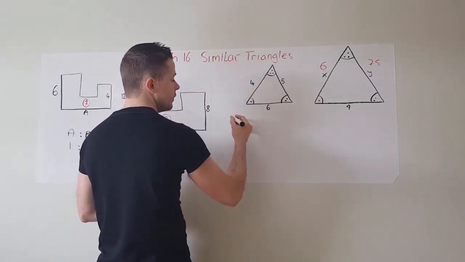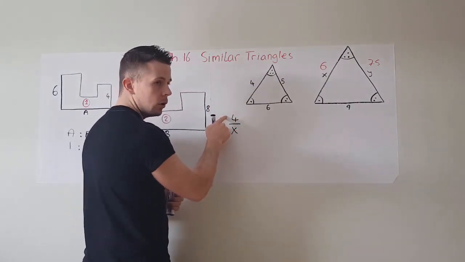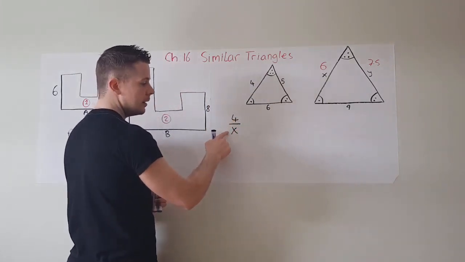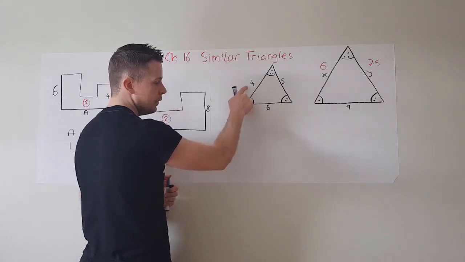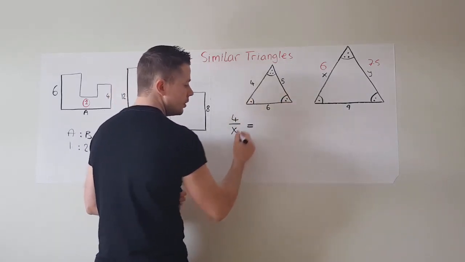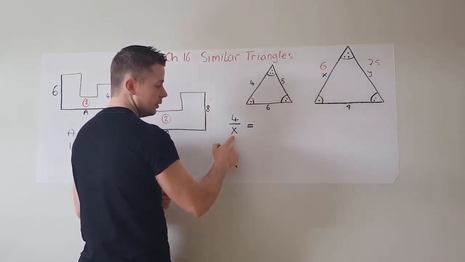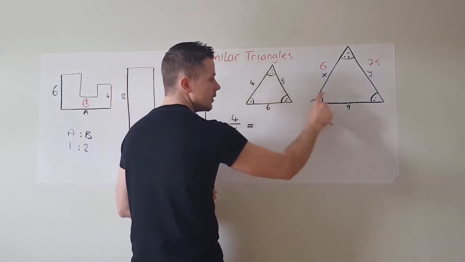So I'm going to create a fraction. 4 all over x. Smaller triangle, same side in the corresponding larger triangle. So 4 from this one, x from this one. That then is equal to 2 corresponding sides that we already know because we've got our unknown here. So 6 corresponds to 9.